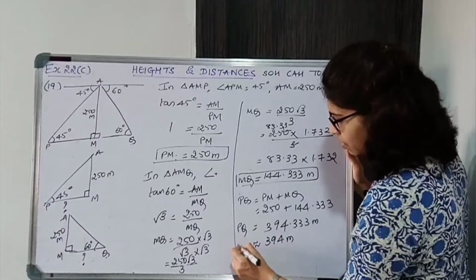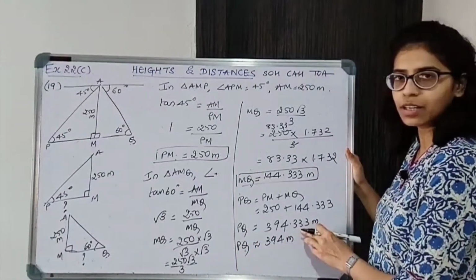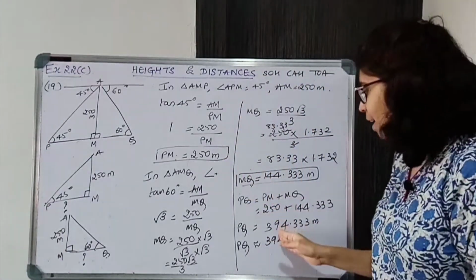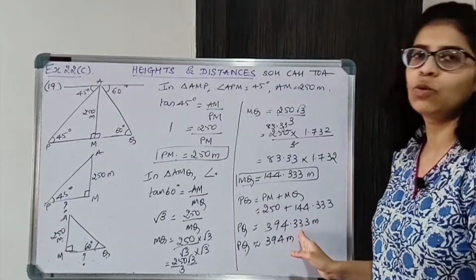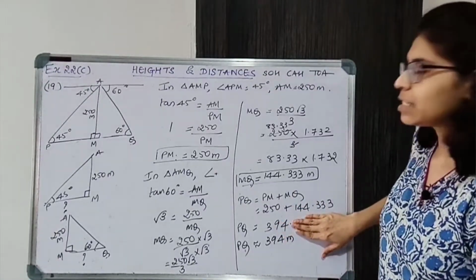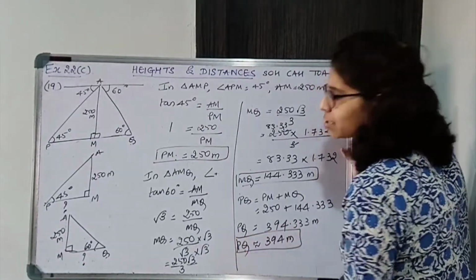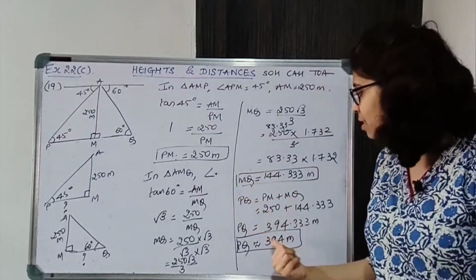394 meters. In short, if the digit in the first decimal place is 5 or greater than 5, we add, so it becomes 395. But since it is lesser than 5, we don't add and we consider the lesser value, that is 394. So we found this. Box the answer and write down the final statement. The width of the river PQ is 394 meters.